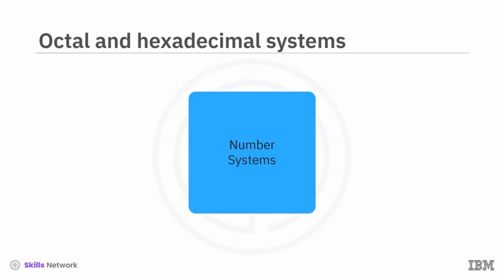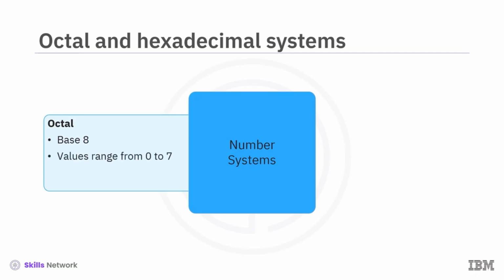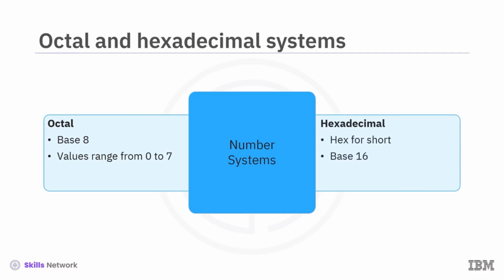Let's discuss them. The octal is base 8. It is less common than binary and can take on 8 possible values ranging from 0 to 7, whereas the hexadecimal, also called hex for short, is base 16. It can take on 16 possible values ranging from 0 to F. Note that in a hexadecimal system, after you reach 10, you can start using letters. Hence, numbers 10 through 15 are represented by A, B, C, D, E, and F, respectively.